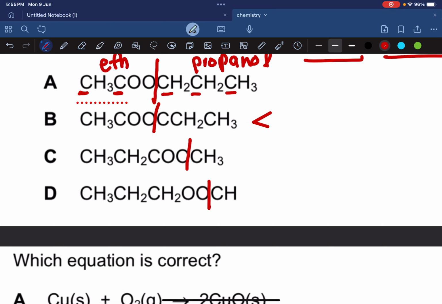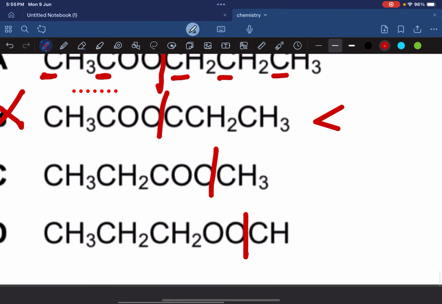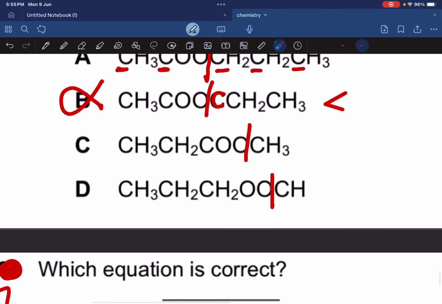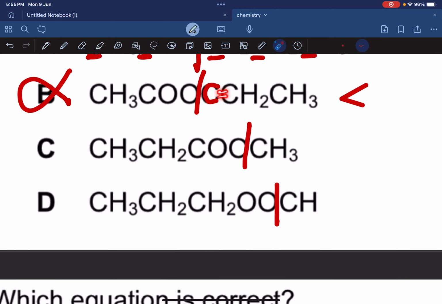So B will be incorrect, because you can see this carbon's valency is not being fulfilled. This carbon is not fulfilling its valency. It's attached to 1 oxygen and 1 carbon. How is that possible? That's impossible. If it is possible, then a double bond will come here and also here, and if a double bond comes here once, how can this oxygen bond with this oxygen? Because oxygen can only make 2 bonds, so that's incorrect.